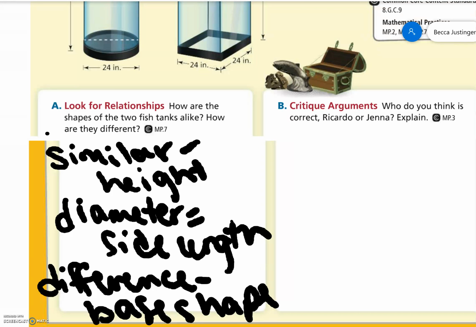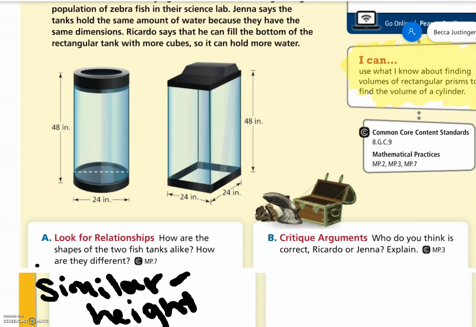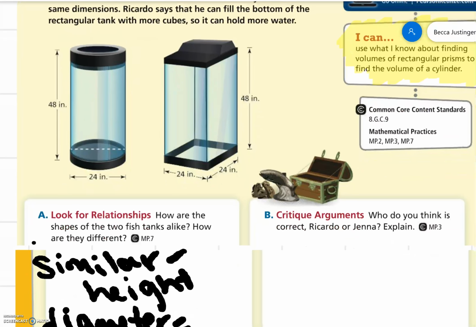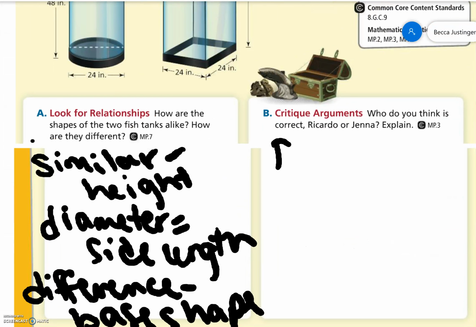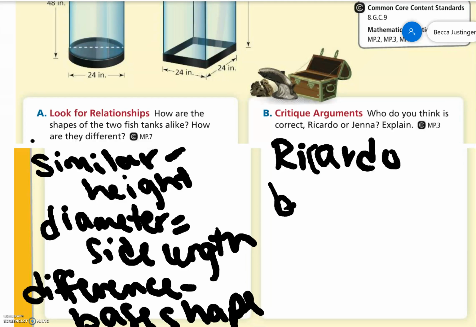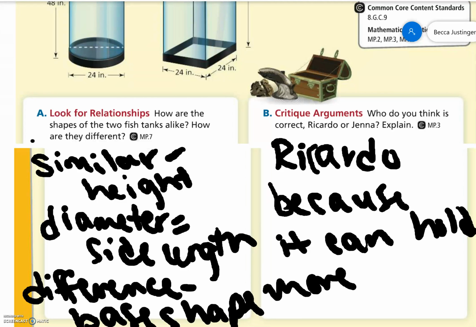So who do you think is correct, Ricardo or Jenna? Remember that Jenna says that they hold the same amount of water and Ricardo says no, that the rectangular cube can hold more water. Ricardo is right, because it can hold more water.